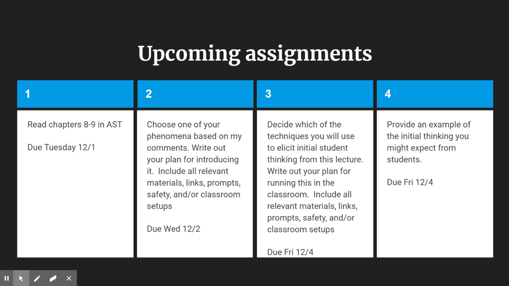Along with this Friday assignment, I'd also like you to give me an example of the thinking you might expect from students. Just one example is fine. So if you have a QFT, I'd like to see some questions you think students would come up with. If you're doing a prediction, I'd like to see a student choice on the prediction and their why. If you're doing focused free write, what might a student write about your phenomenon? If you're doing modeling, what would a student model look like? I want you to think ahead, one example of what a student might do.